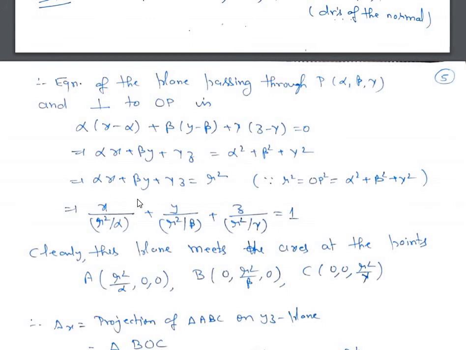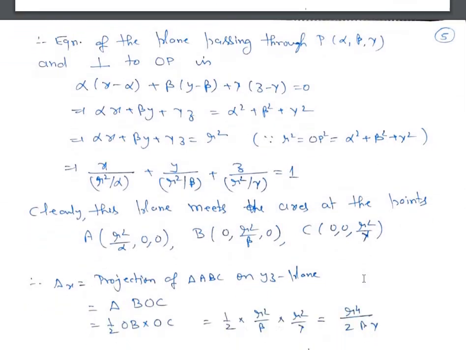Dividing throughout by r square, we have x upon (r square upon alpha) plus y upon (r square upon beta) plus z upon (r square upon gamma) is equal to 1. Now this is the equation of the plane in the intercept form. So clearly this plane meets the axes at the points A, B, C. A is on the x-axis, so y and z coordinates will be 0. So the coordinates of A are (r square upon alpha, 0, 0). Similarly, B is a point on the y-axis, so its coordinates are (0, r square upon beta, 0). And C is a point on the z-axis, so its coordinates are (0, 0, r square upon gamma).